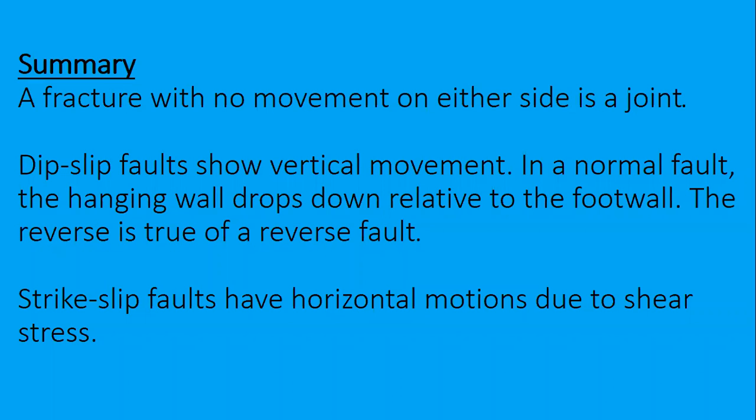So, in summary, a fracture with no movement on either side is a joint. Dip-slip faults show vertical movement. In a normal fault, the hanging wall drops down relative to the footwall. The reverse is true of a reverse fault. Strike-slip faults have horizontal motions due to shear stresses. And perhaps the most famous strike-slip fault is the San Andreas Fault.